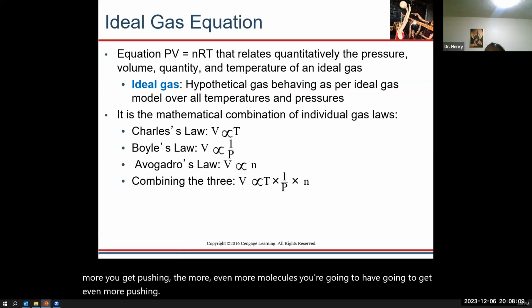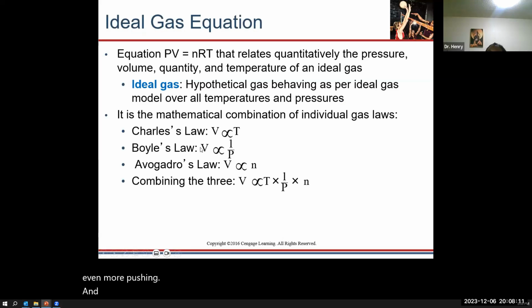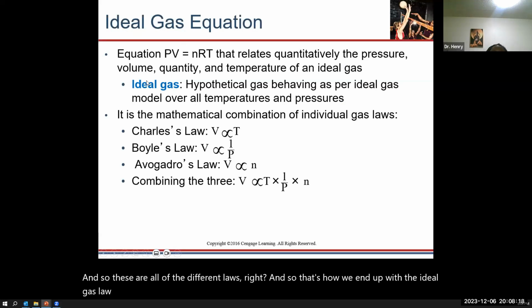And so these are all of the different laws, right? And so that's how we end up with the ideal gas law. That's why I started off with the ideal gas law, because we always end up here. PV equals nRT.